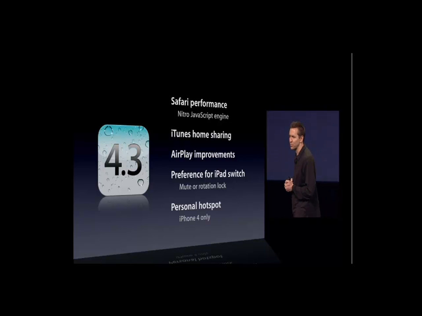Next is Personal Hotspot. Now, this is a feature for our iPhone 4 customers. Personal Hotspot lets you share your iPhone's 3G internet connection over Wi-Fi to other devices. So now, getting on the internet from, say, your laptop is as simple as using Wi-Fi to connect to that Wi-Fi personal hotspot from your phone.